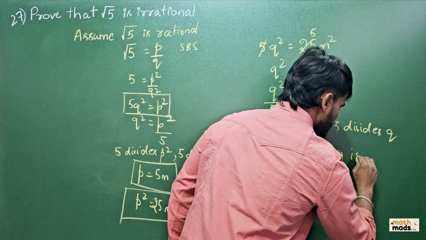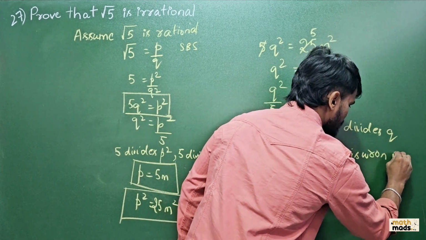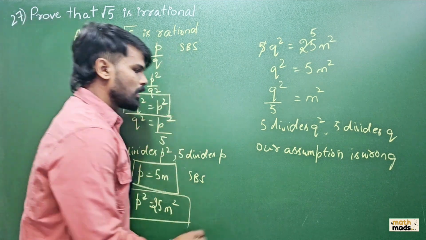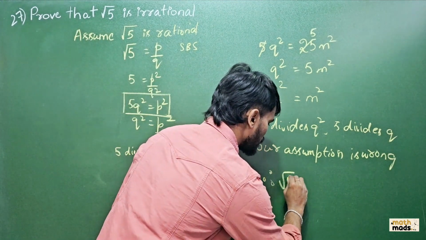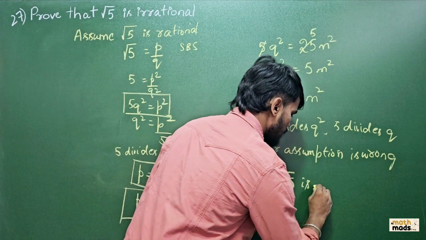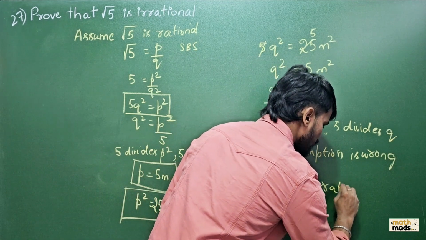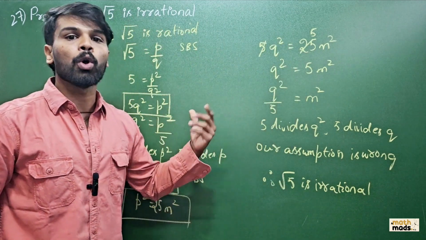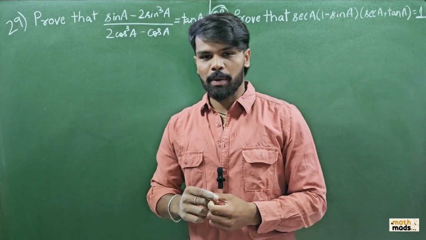Our assumption is wrong. What was our assumption? Our assumption was root 5 is rational. That is wrong. Therefore, you can write root 5 is irrational. So the whole question was based on just one property of P and Q, that is P and Q are coprimes. Now let's solve the next question.